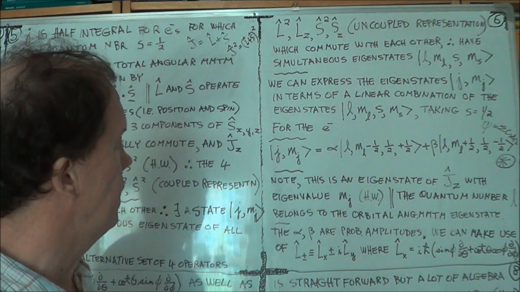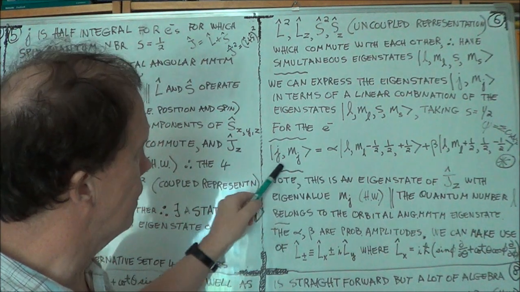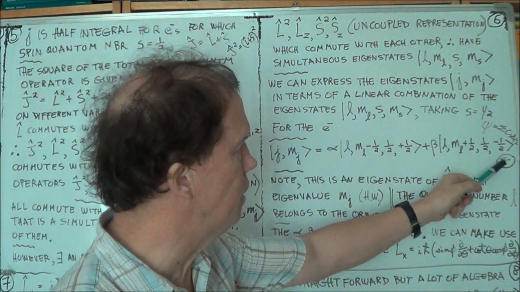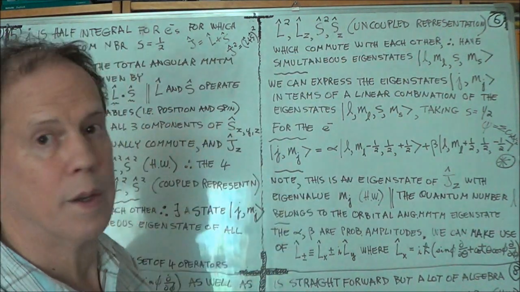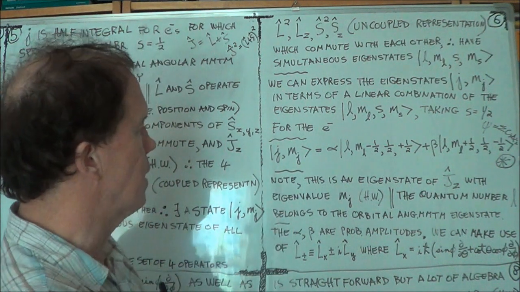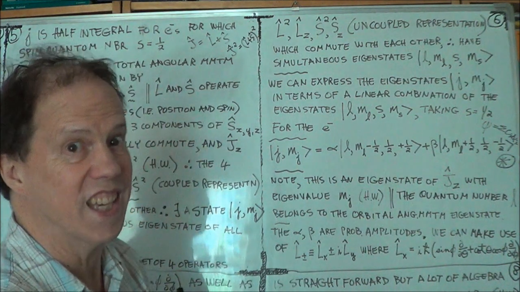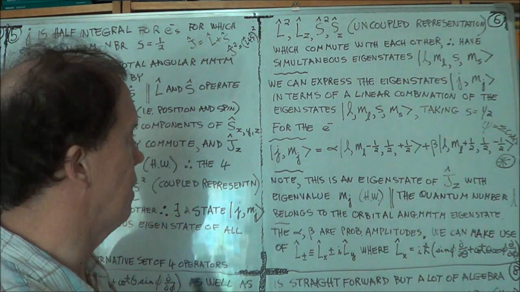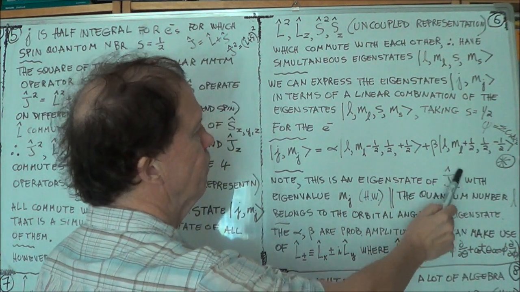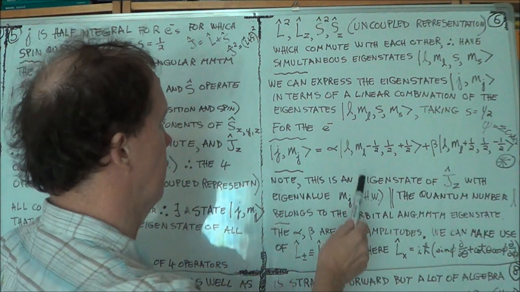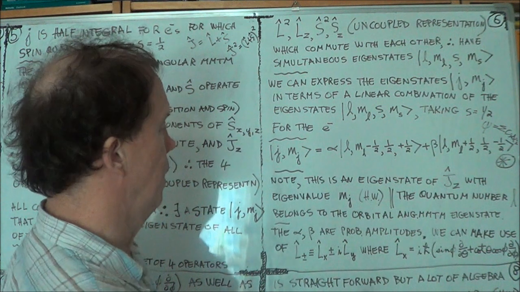All right. Now this eigenstate here, as an expansion in terms of the eigenstates of this representation of these four operators. This is actually an eigenstate of Jz, and the eigenvalue of this operator with this whole thing as the eigenstate, the corresponding eigenvalue is mj.